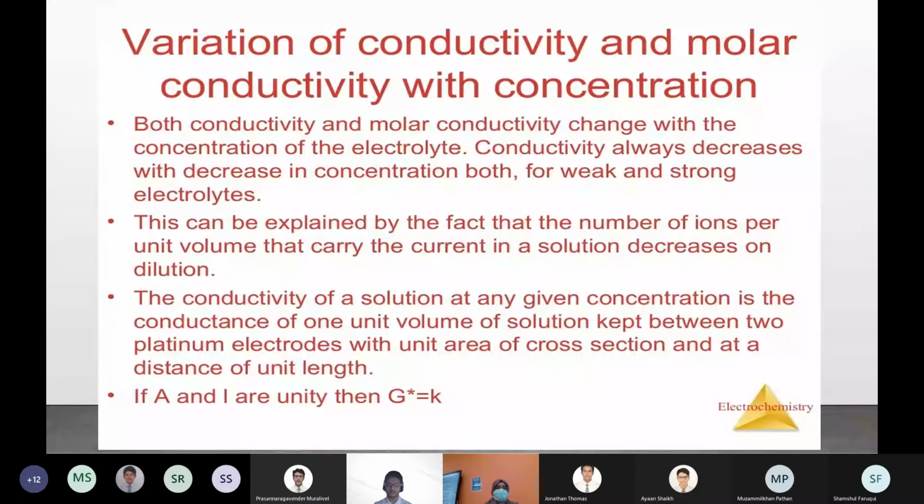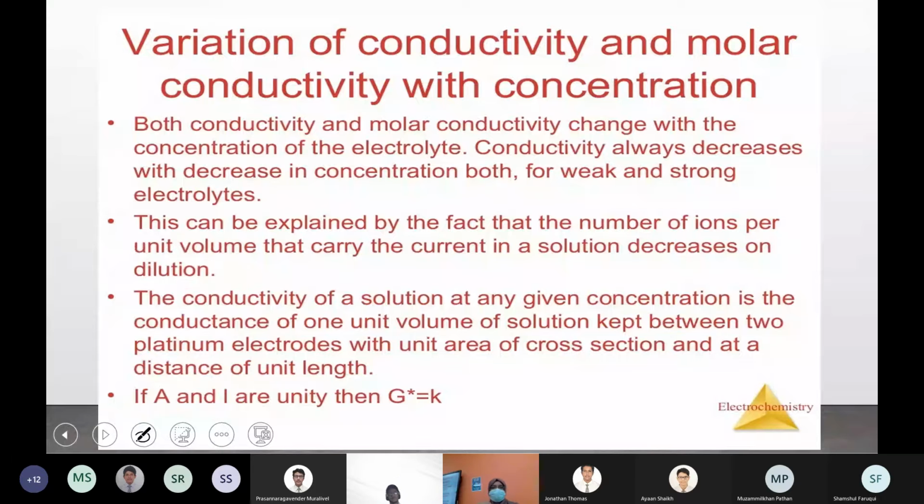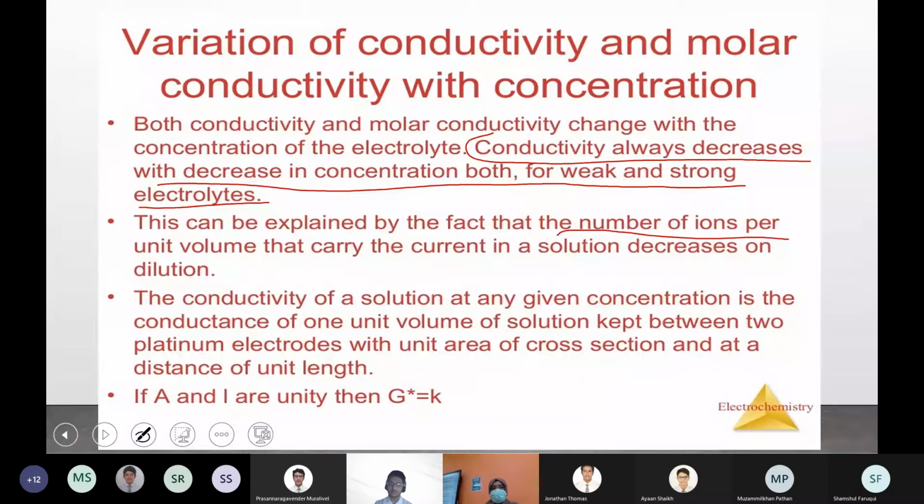So here you can see both conductivity and molar conductivity change with the concentration of the electrolyte. Conductivity always decreases with decrease in concentration for both weak and strong electrolytes. So whether you have a strong electrolyte or a weak electrolyte, if you dilute them, the conductivity always decreases. And the reason is that the number of ions per unit volume that carry the current in a solution decreases on dilution. So this is the first point.